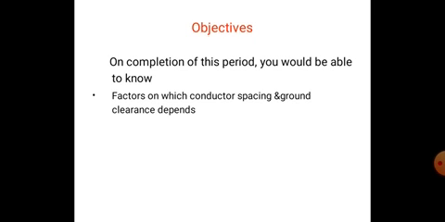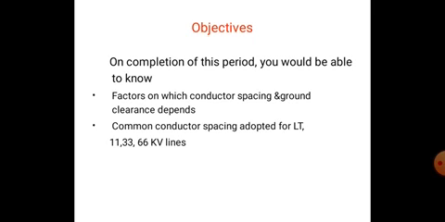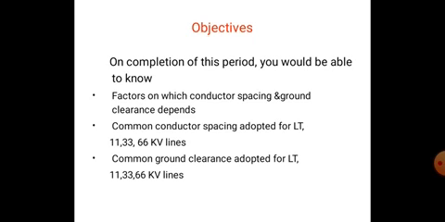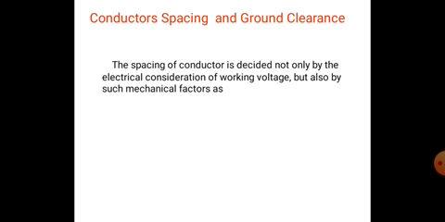In this class we discuss the factors on which conductor spacing and ground clearance depend. The common conductor spacing and ground clearance are adopted for low tension, 11 kV, 33 kV and 66 kV lines. So what are the conductor spacing and ground clearance? The spacing of the conductor is decided not only by the electrical consideration of working voltage but also by such mechanical factors.